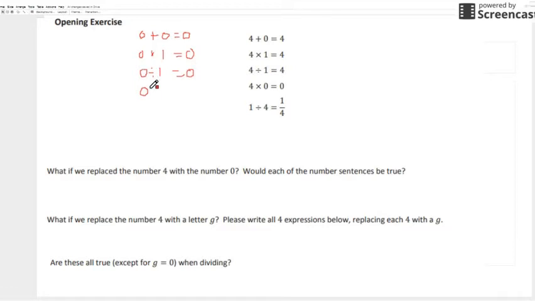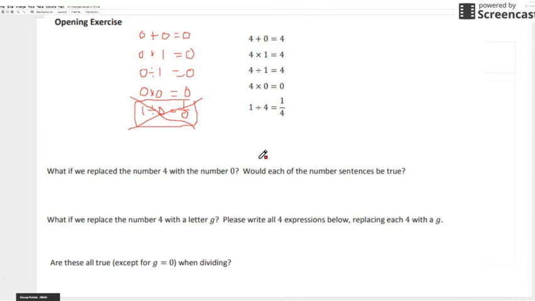Last couple, 0 times 0. I have 0 groups of 0 in it, so yes, that's 0. And the last one, 1 divided by 0, does it equal 1/0? All right, here we go. This right here is not true. You can't divide a number by 0, so 1 cannot be divided by 0. You can't take 1 and cut it into 0 pieces. That's what it's saying. Remember, when you're dividing, you're doing some breaking up. So here, this statement is not true. You can't divide a number by 0.